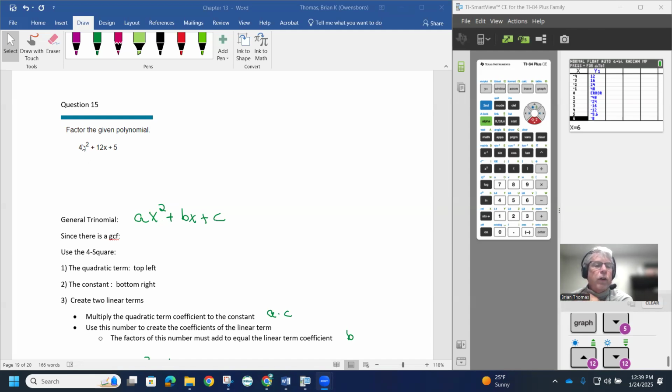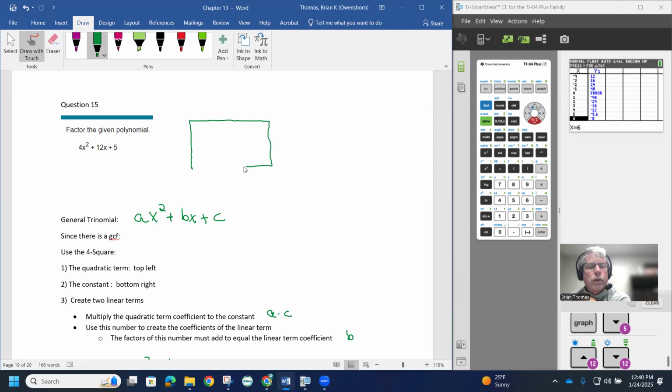When there's a coefficient in front of the x squared, the strategy I suggest, since there's not a GCF or anything we can factor out of these, is we just go ahead and use what's called 4 squares. So I'll draw a little rectangle. Give yourself some room above and to the side, and make it big enough that you can actually put stuff inside of it. So we're going to create 4 spots.